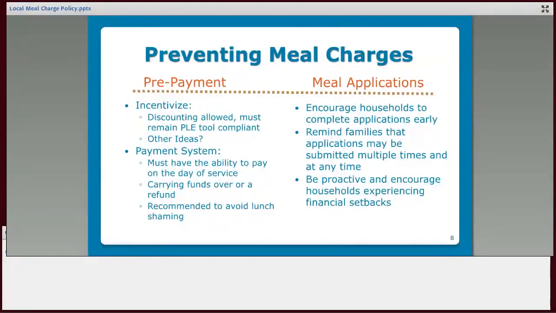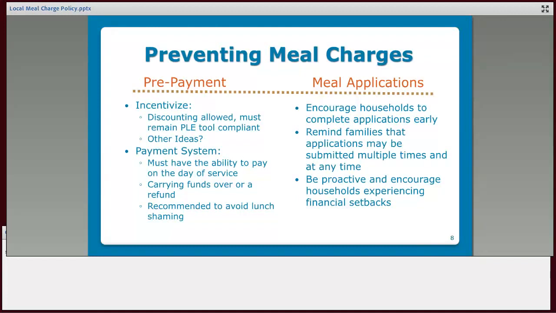Most LEAs allow prepayment for school meals. This helps to avoid meal charges. You are allowed to incentivize. For example, a discounted price is allowed for prepayment. However, the discounted price must be in compliance with the paid lunch equity guidelines. The prepayment system must still allow for a method to add funds on the day of service, i.e., cash payments the day of meal service. Funds also must be allowed to carry over into the next month and school year, or the money is to be refunded.